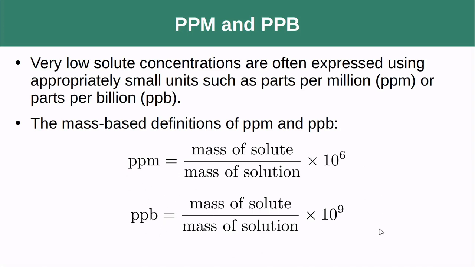And you see this quite often with really, really small amounts. Maybe you're talking about water quality, which is a very common one. You're going to see that the safe levels of various heavy metals and such are going to be at the part per million or part per billion level.